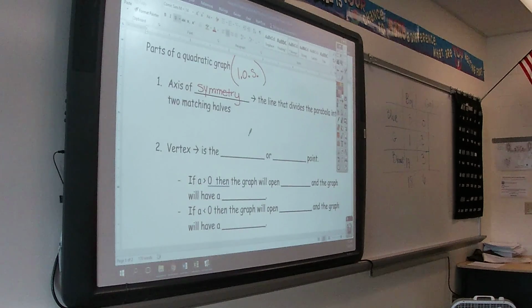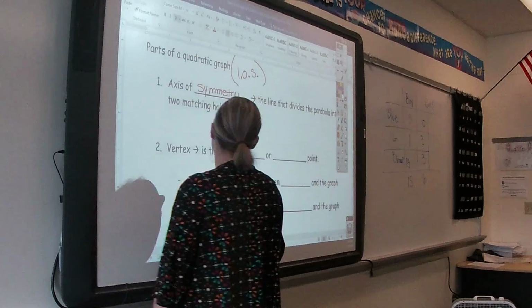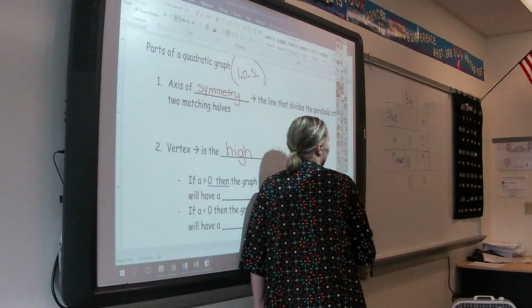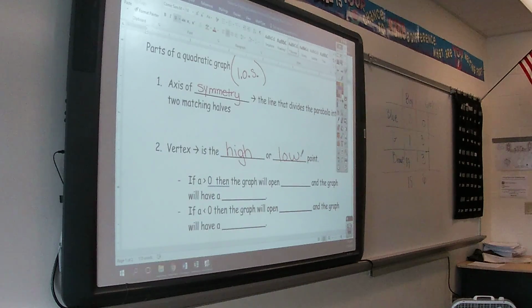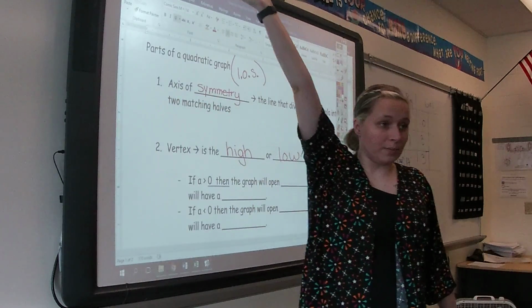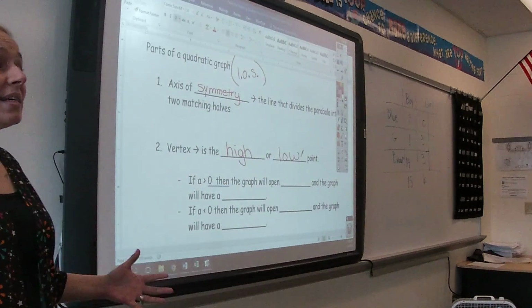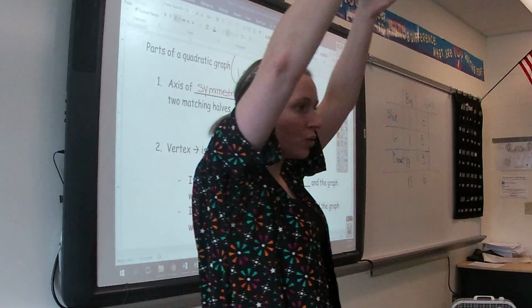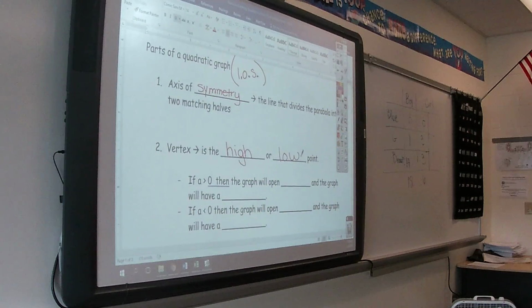The vertex, another point that we can talk about on the parabola, is the high or low point on the graph. So when we talked about graphing linear functions in Algebra 1-1, we talked about a line that would go in both directions forever. A quadratic doesn't do that. It does have 2 sides, but those 2 sides go in the same direction forever, which means there's a point that the parabola doesn't exist past. Sometimes it's at the top, sometimes it's at the bottom.